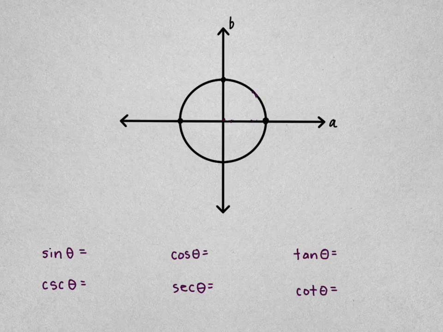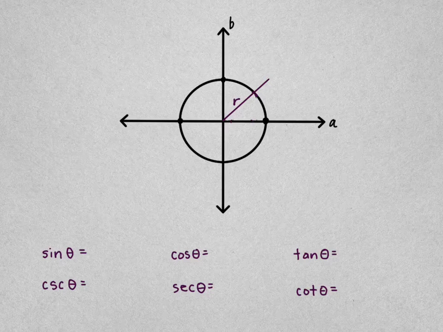So let's consider this triangle. If we draw a line from the origin of the triangle through it, then we know a couple things. One thing that we know is that the distance from the origin to where the line intersects the circle is going to be the radius. So we can label this with an R.